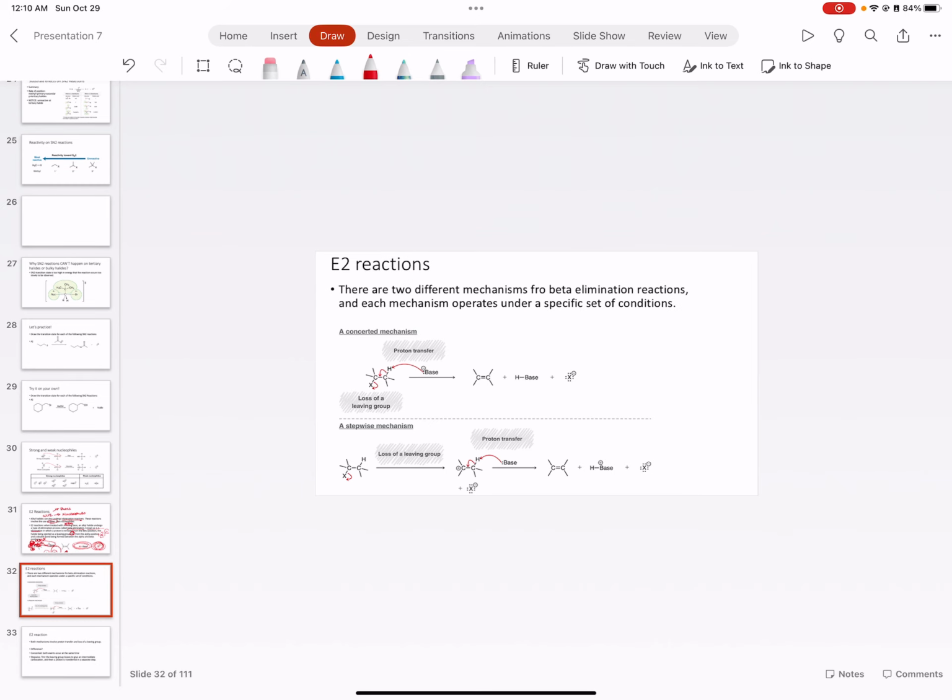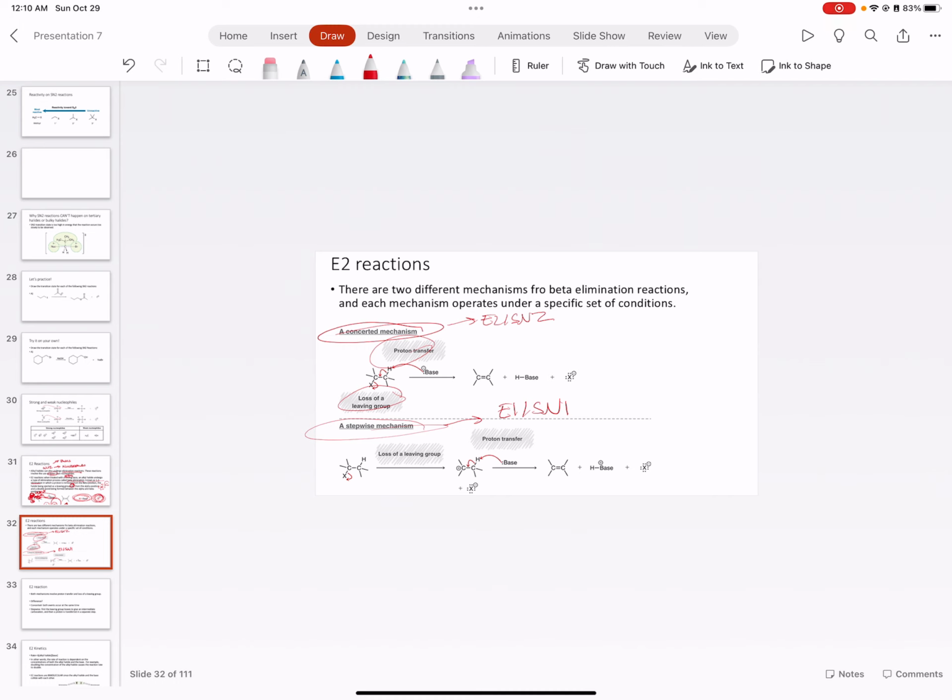So E2 reactions, like SN2 reactions, act in a concerted mechanism. Therefore, everything happens at once. So we have a loss of a leaving group and a proton transfer at the same time. While for things like E1 or SN1, we have a stepwise mechanism. So concerted is for E2 and SN2, while stepwise is mainly for E1 and SN1.